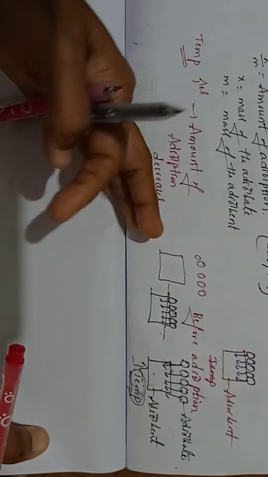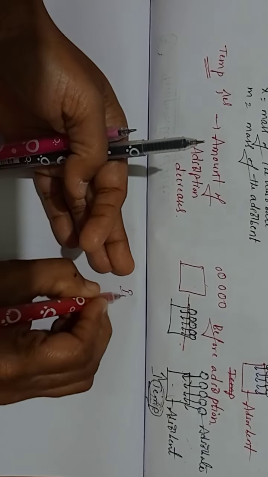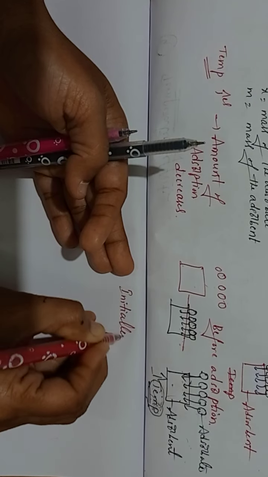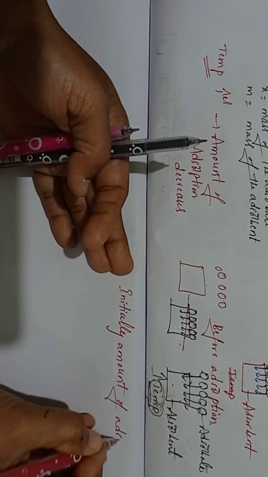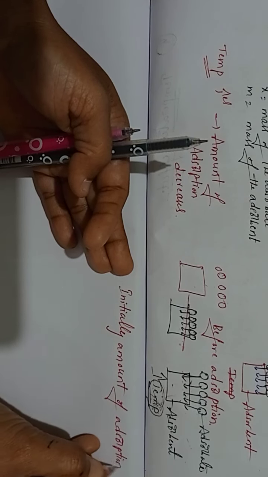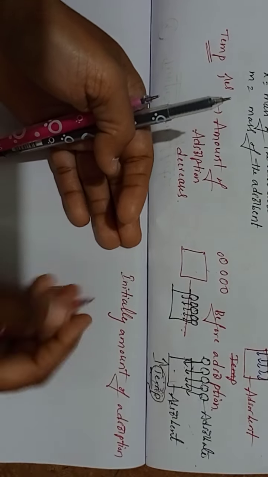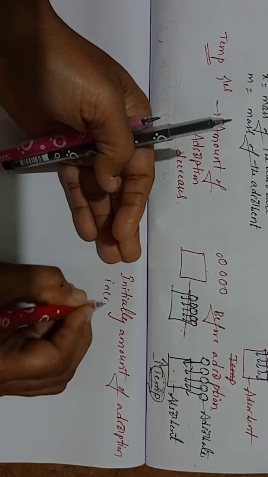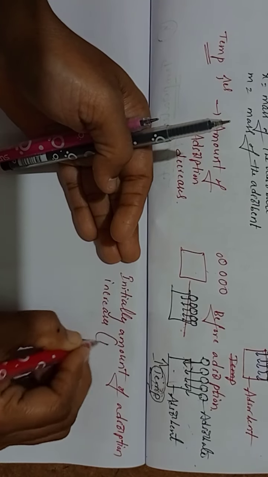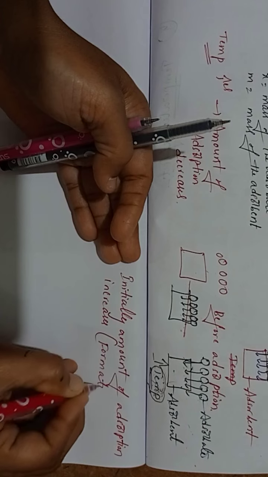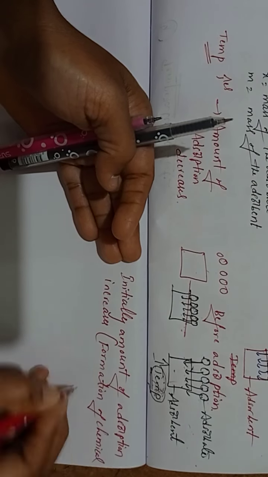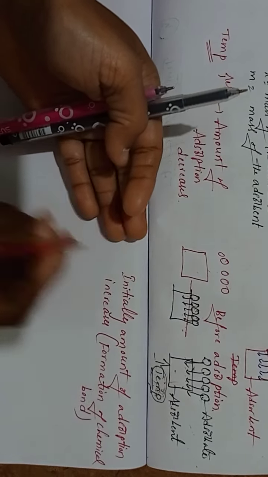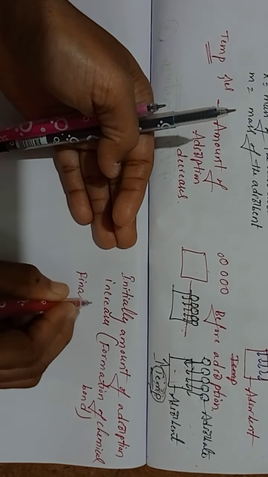Clear this one? So initially, what happened? The amount of adsorption increases. Why increases, students? Due to the formation of chemical bond. Understood? Formation of chemical bond. Okay, next, finally what happens, students?